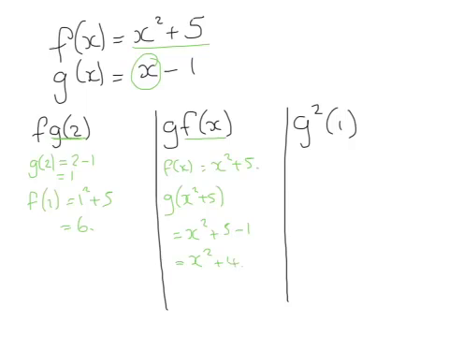Last one, g of g of 1. So we're going to do g of 1, that's 1 minus 1, which is 0. And then we're going to put that inside g. So we're going to do g of 0, 0 minus 1, which is minus 1.